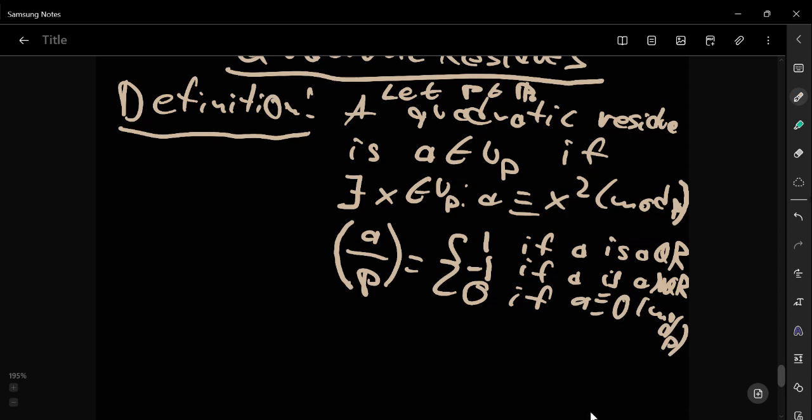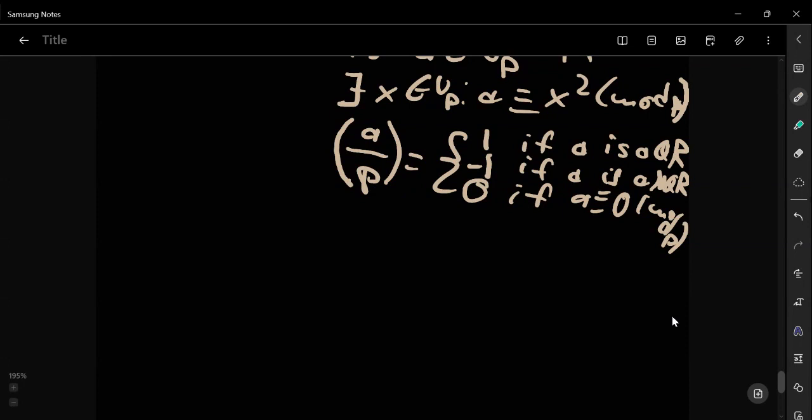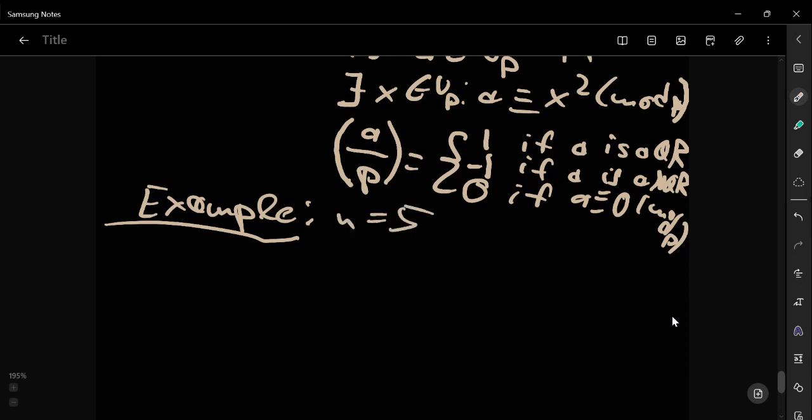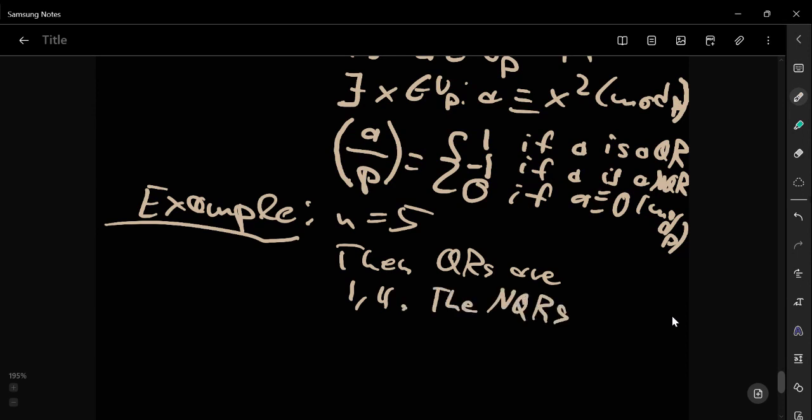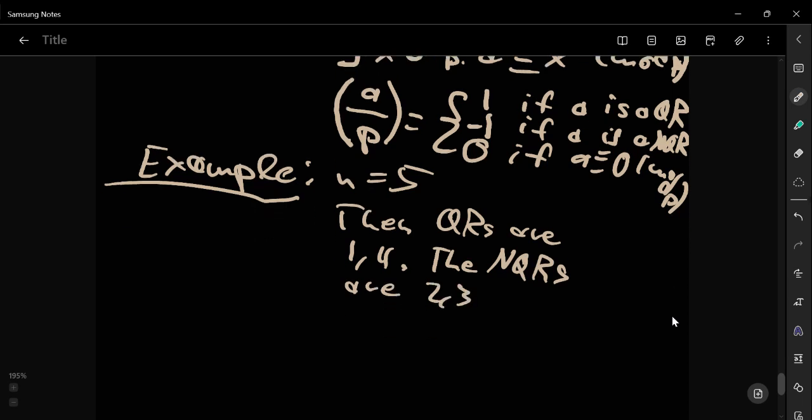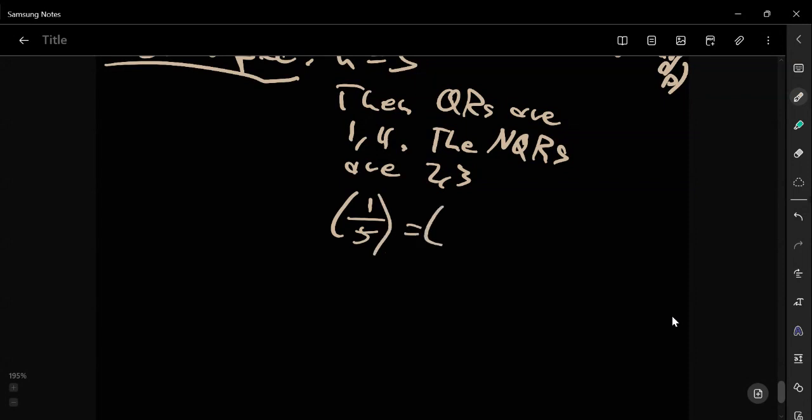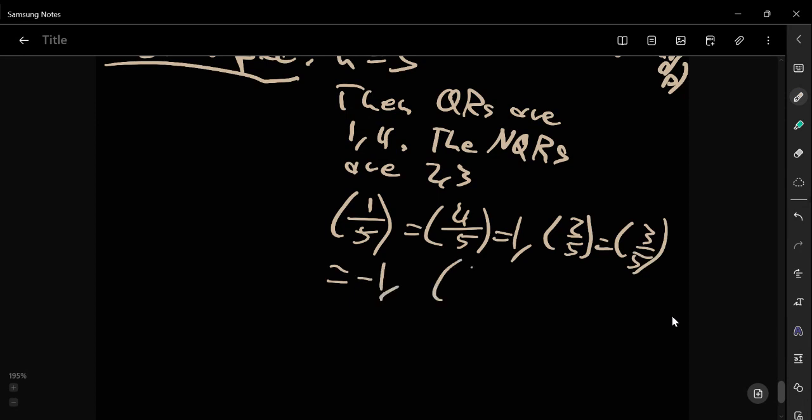So let's write down another lemma. Or, well, let's first make some example. So, for example, if we have n is equal to 5, then the quadratic residues of 5 are just 1 and 4, because 1 is equal to 1 squared and 4 is equal to 2 squared. And the non-quadratic residues are 2 and 3. So we would write 1 over 5 is equal to 4 over 5 is equal to 1, and we would also write 2 over 5 is equal to 3 over 5 is equal to minus 1, and 0 over 5 would be equal to 0.